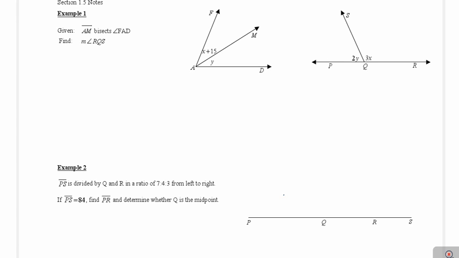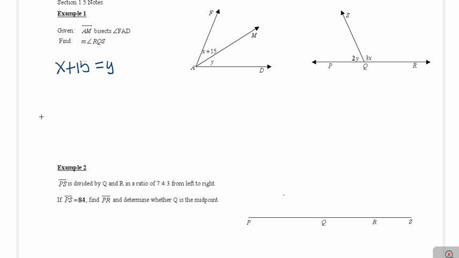Okay, example 1 says that ray AM bisects angle FAD. If a ray bisects an angle, it divides it into two congruent angles. So we're going to set those two angles equal to each other. So our equation would be x plus 15 is equal to y. Now unfortunately we can't solve this equation because it has two variables.